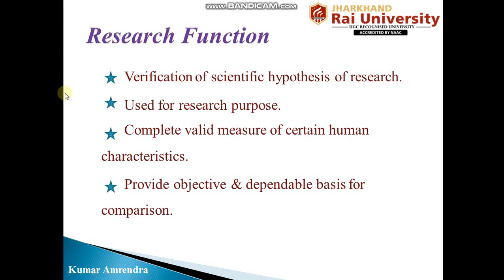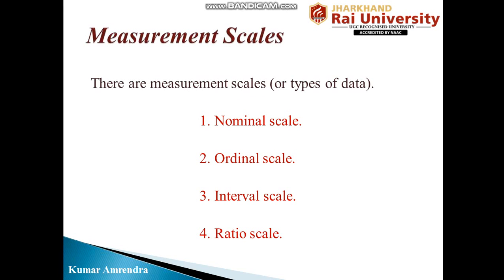Next one is research function. In this, verification of scientific hypothesis of research, and it is used for research purpose. This is a very important point for our research area, and we have to do some hypothesis test, which is the type of this research function, and it completes valid measurement of certain human characteristics. It is also used to provide objective and dependable basis of comparisons. So with the help of this hypothesis or the types of hypothesis, we do research functions.